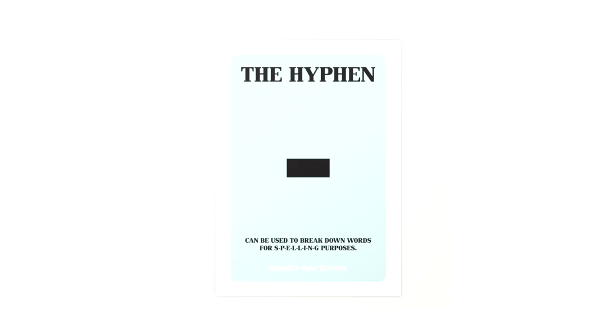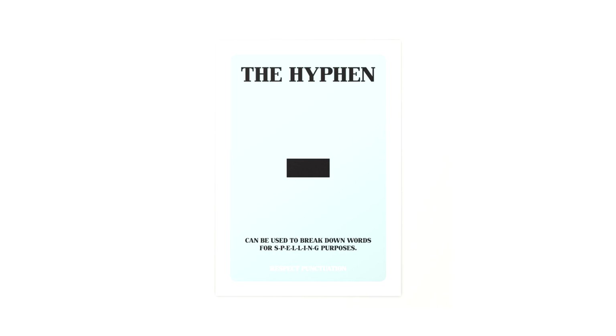What is hyphen? A hyphen is a punctuation mark used to join the separate parts of a compound word. Example, five-page.